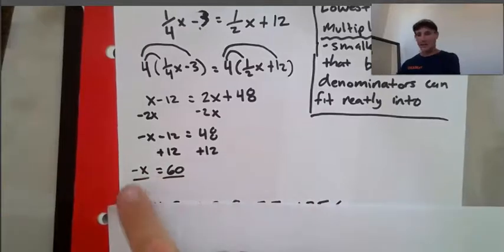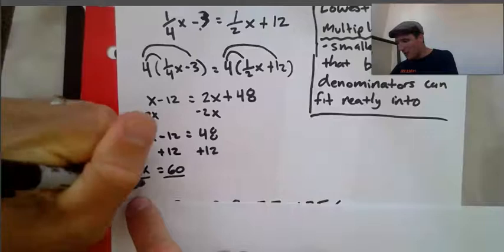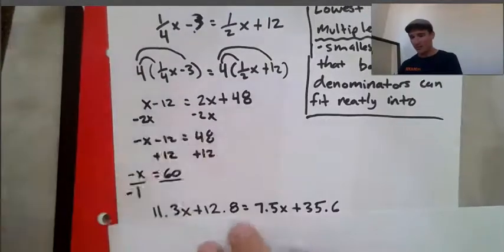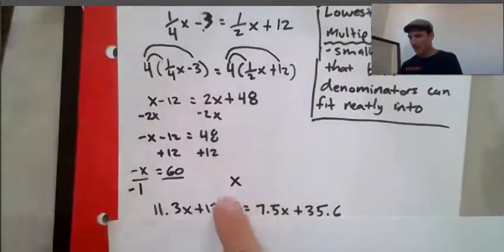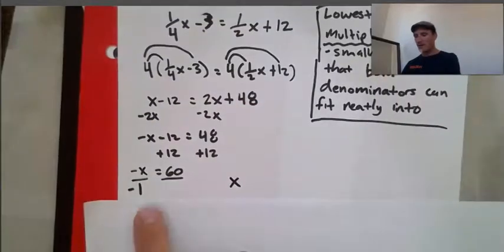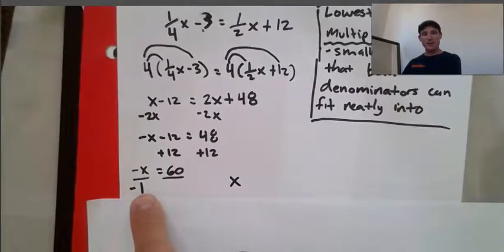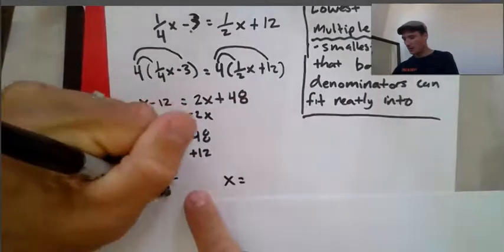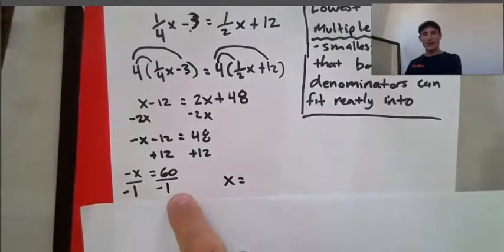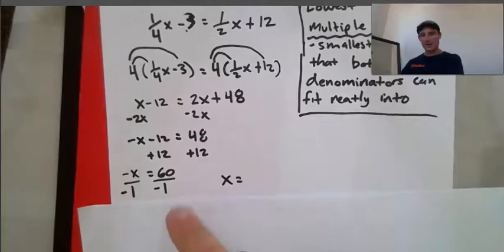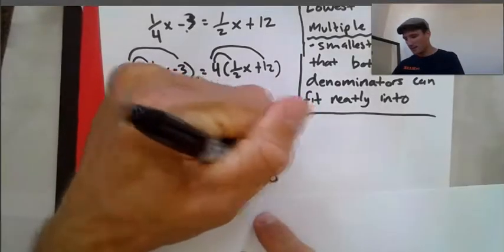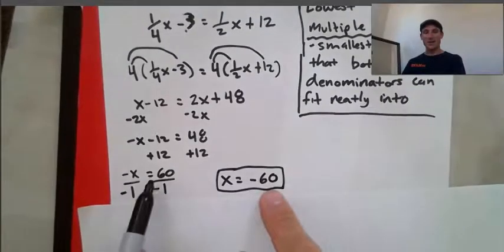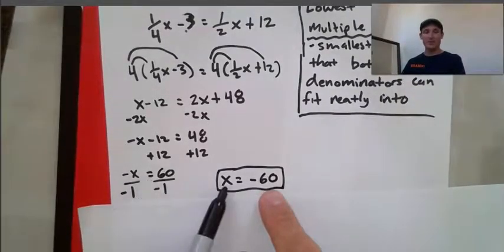So negative x divided by negative 1 leaves me, I'm going to put it over here because I'm running out of room, leaves me just x. X equals 60 divided by negative 1. Positive divided by negative is a negative. Now we're done. Our answer is negative 60.